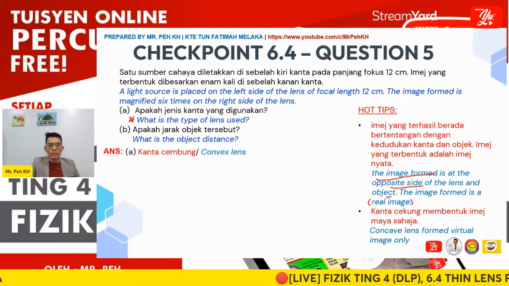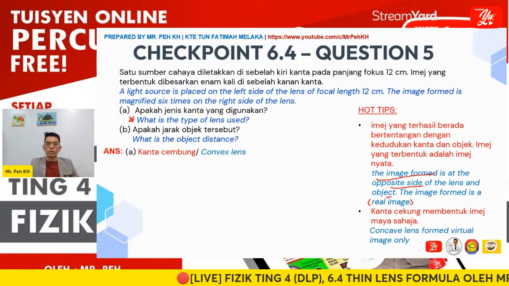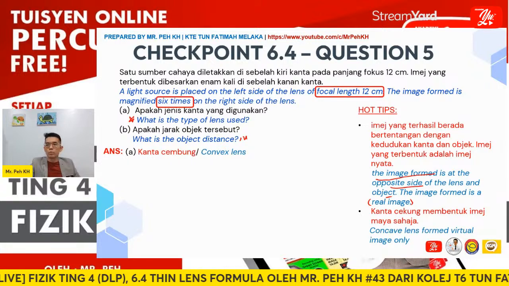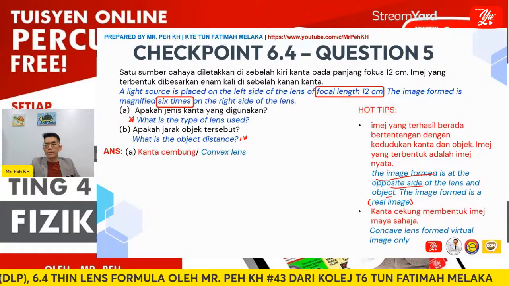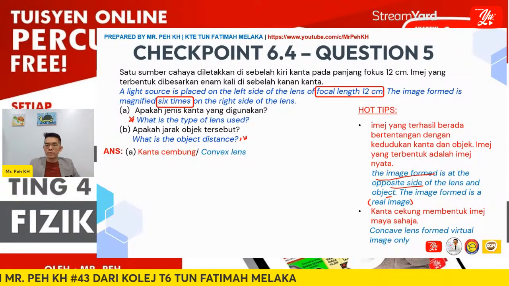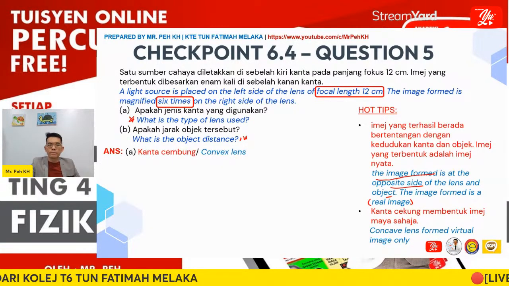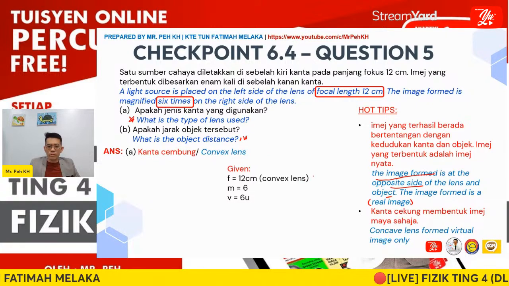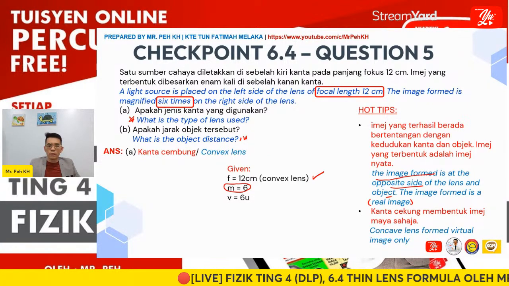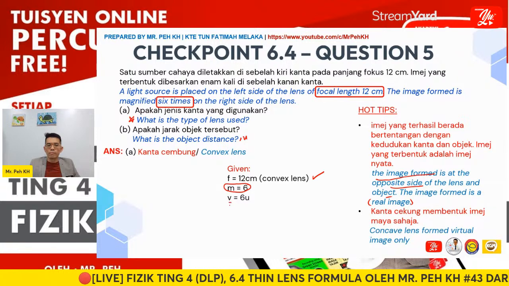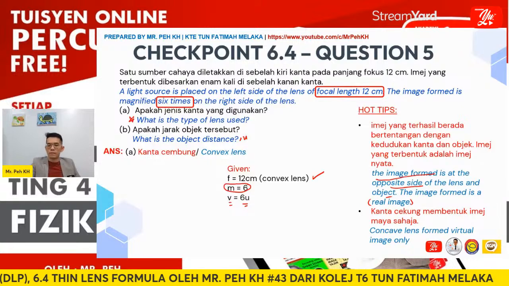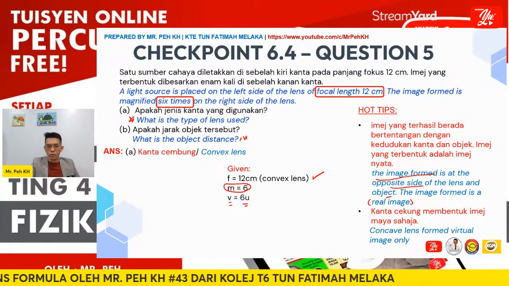Okay, then here, what is the object distance? Okay, so this one you need to identify the U. So here the question gives us 2 hints here will be focal length. And here we know already this is a convex lens. So here will be positive 12 cm for the F, because of the convex lens. And then here magnification is 6. Okay, so that means here V will be equal to 6U. So this is the given information by the question.